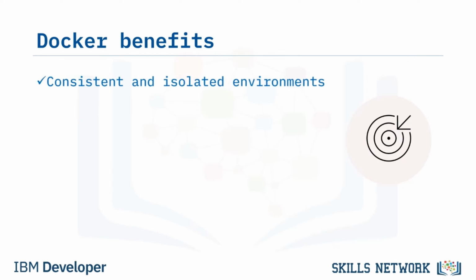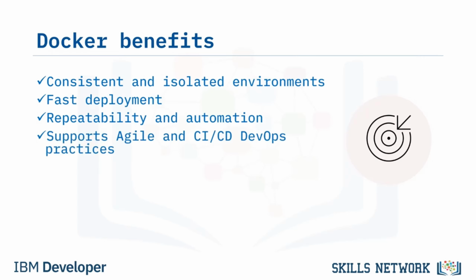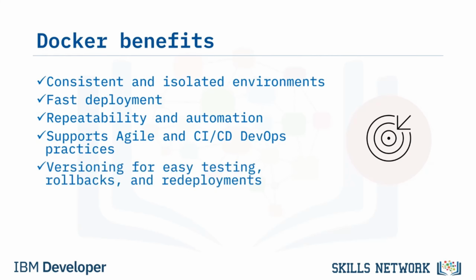Docker's consistent and isolated environments result in stable application deployments. Deployments occur in seconds. Because Docker images are small and reusable, they significantly speed up the development process, and Docker automation capabilities help eliminate errors, simplifying the maintenance cycle. Docker supports Agile and CI/CD DevOps practices. Docker's easy versioning speeds up testing, rollbacks, and redeployments.